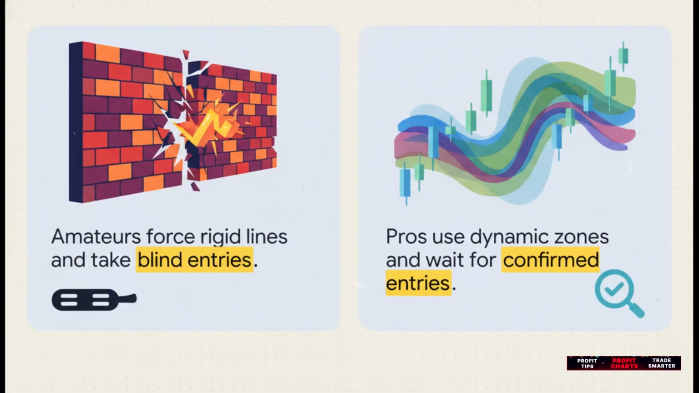It requires a massive mindset shift. See, amateurs tend to treat trend lines as these magical, rigid barriers, almost like a brick wall that price absolutely has to bounce off of. And because of that, they take blind entries the exact millisecond price touches the line. But professionals, it's a whole different story. They view trend lines as dynamic liquidity zones. They rely on the actual market structure first, and they absolutely always wait for confirmed entries. This right here is the blueprint for everything we're about to unpack.